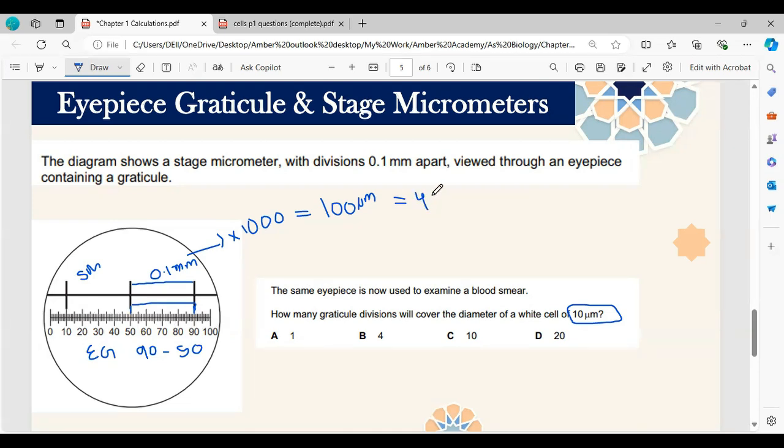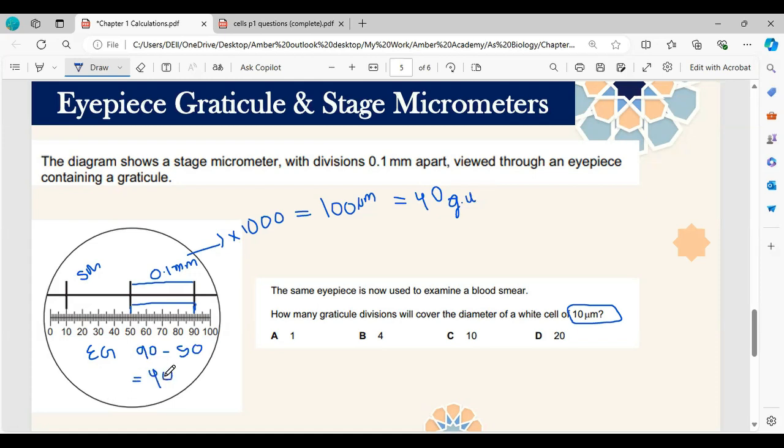So this is just by chance that I got questions with the same calibration relationship. This is not going to happen in all the questions. You will get different conversions as well, and different values as well. So this is just by luck. So this is now 40 reticule units. Okay? So 90 minus 50 is 40.